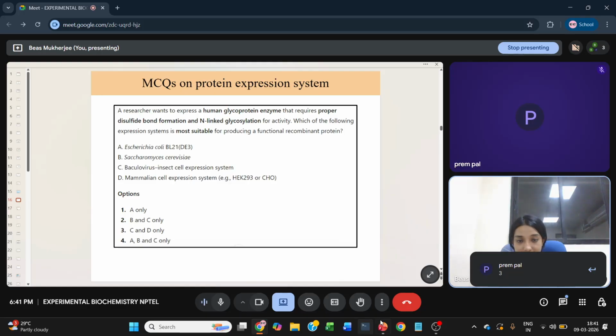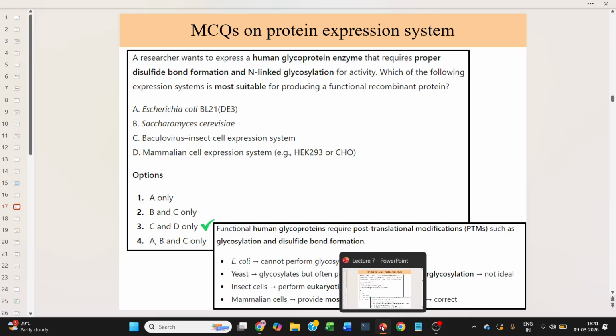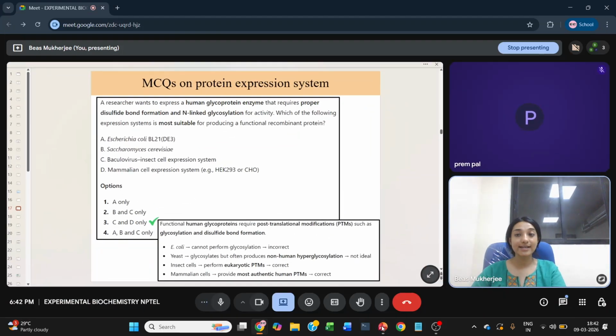3. Right. Good. Let's see the right answer. Yes, very good. So, yes, 3 is the right answer because when it comes to E. coli, it cannot perform glycosylation. So, that is not at all possible.